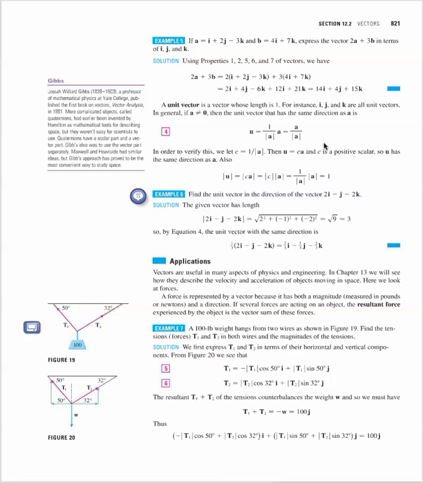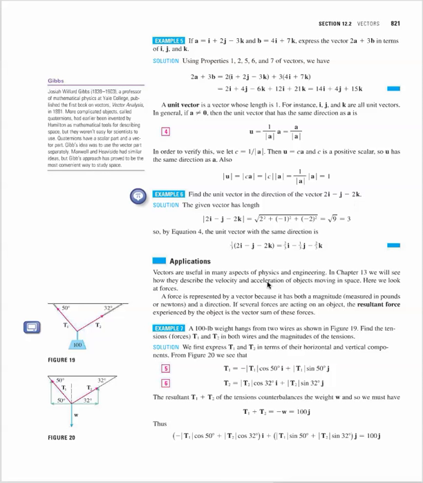Then we get into the idea of a unit vector. A unit vector is a vector with length 1. You do need to know how to find a unit vector in the direction of a given vector, so make sure you understand what box 4 is saying. Example 6 gives an example where you're finding a unit vector in the direction of a given vector.